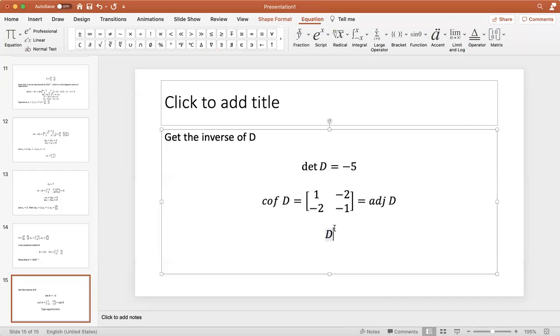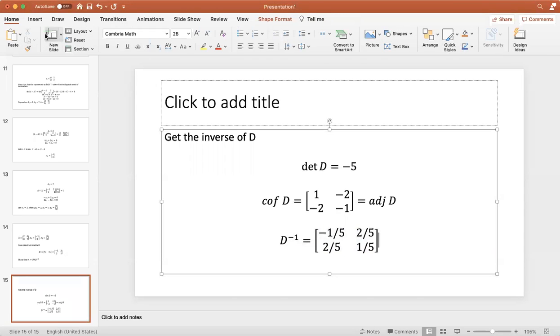So now the inverse of this matrix is equal to 1 over the determinant. So again, you have a 2 by 2 matrix here. So you have -1 over 5, you have 2 over 5, you have 2 over 5, and you have another 1 over 5. Okay. Now we'll just have to multiply these matrices together.